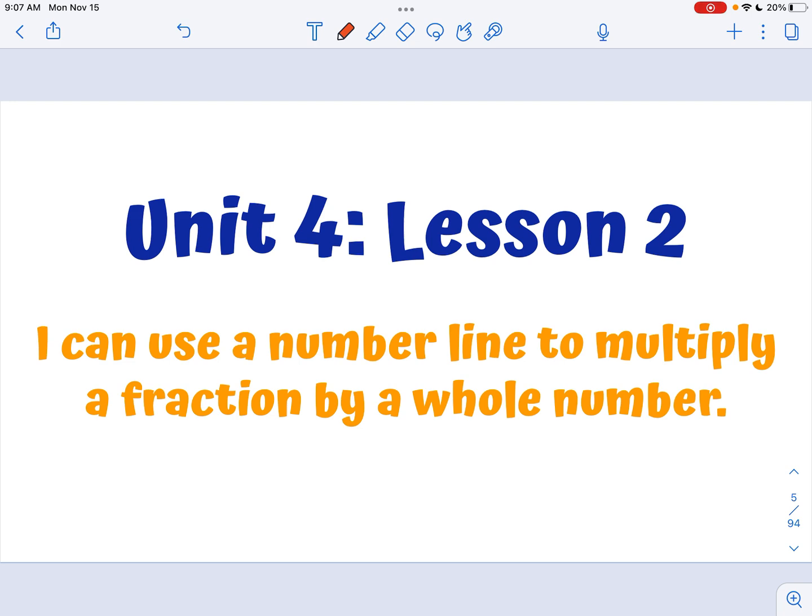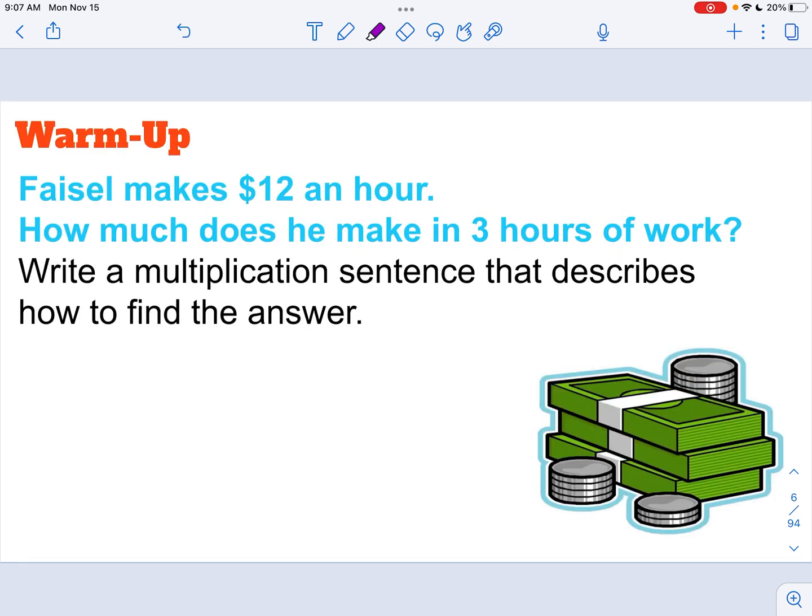This is lesson 2. I can use a number line to multiply a fraction by a whole number. Last week, we multiplied a whole number by a fraction and we drew repeated pictures. This time, we're going to use a number line instead of repeating pictures.